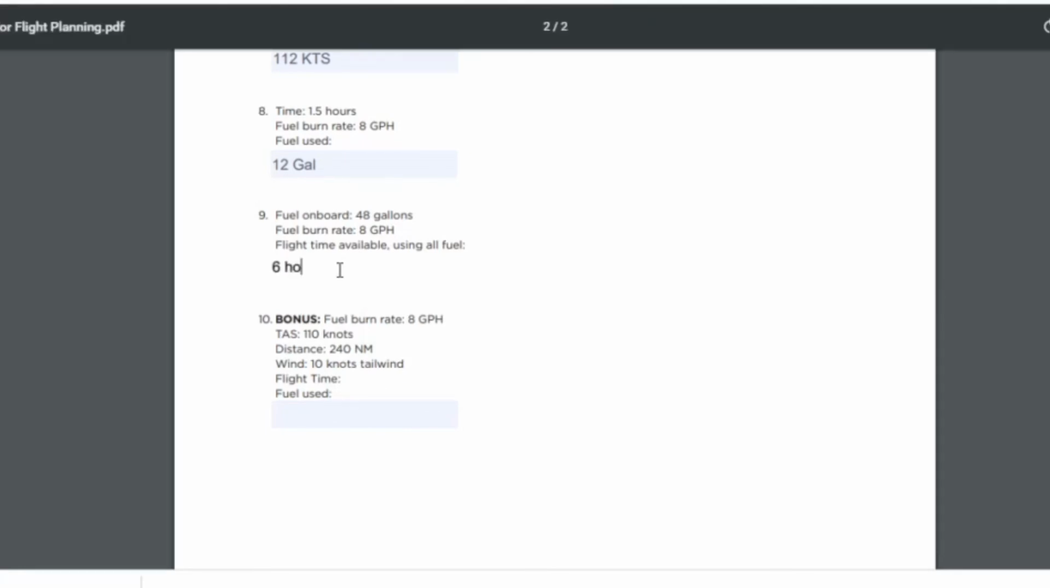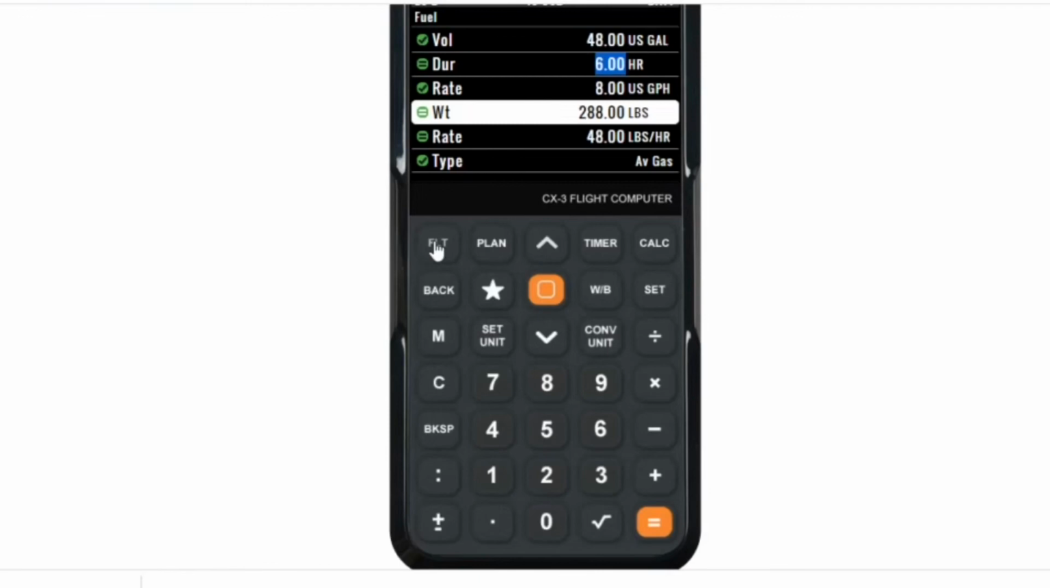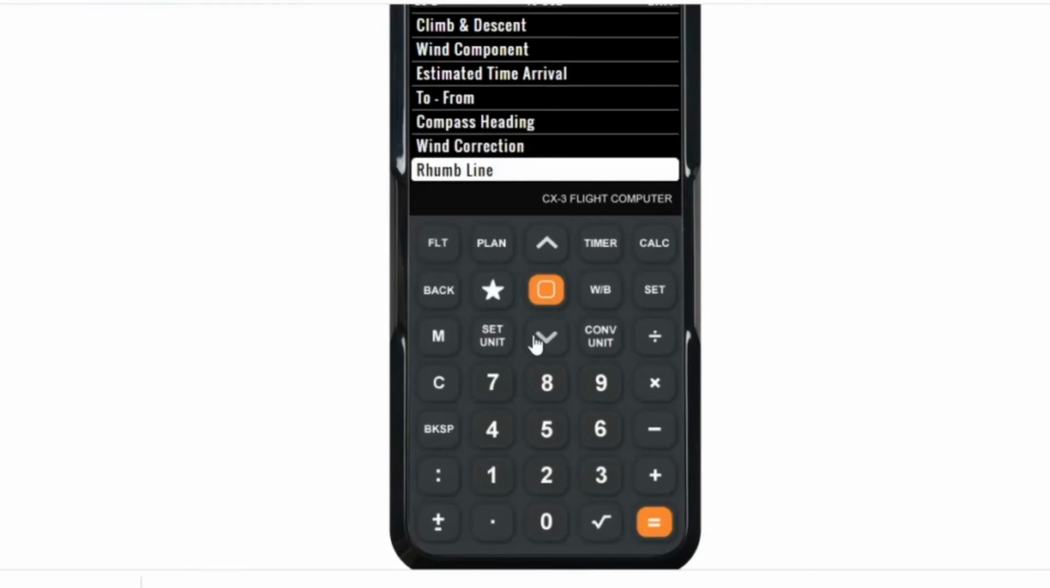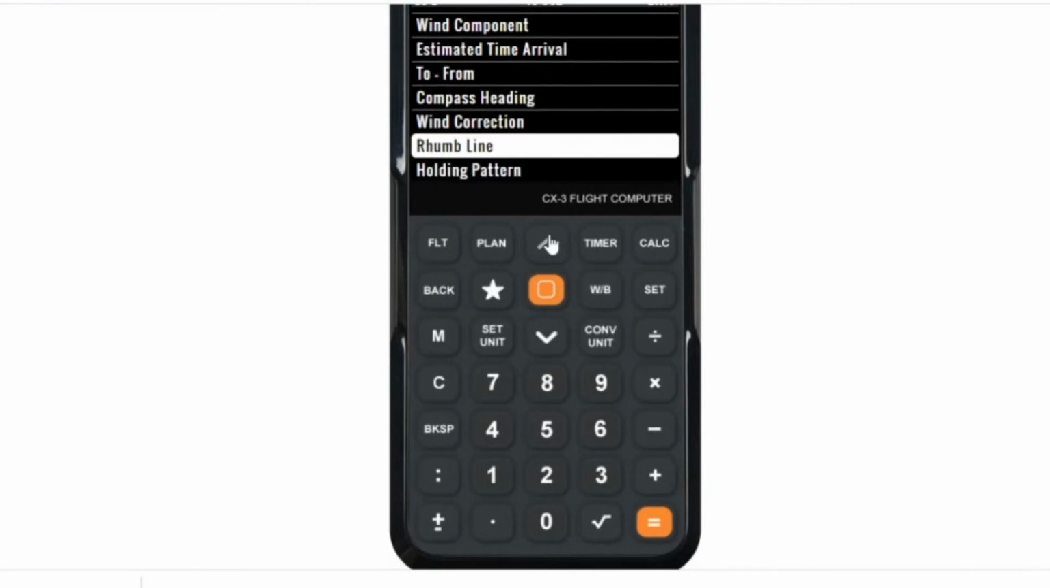And your last question is kind of the tricky one. You can see the conditions here. We're burning 8 gallons an hour, flying along at 110 knots to do a 240-mile flight. With a 10-knot tailwind, it wants to know what's the flight time and the amount of fuel used. So you're going to have to do 2 calculations here. First, if distance equals rate times time, let's go back to our flight computer.